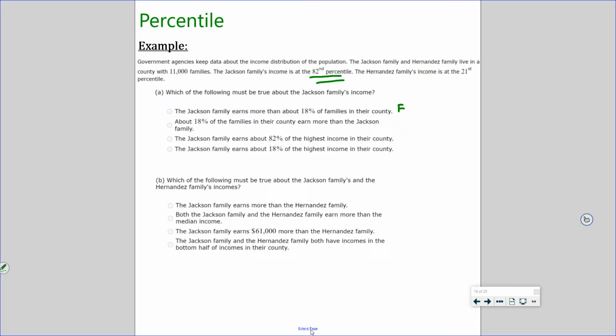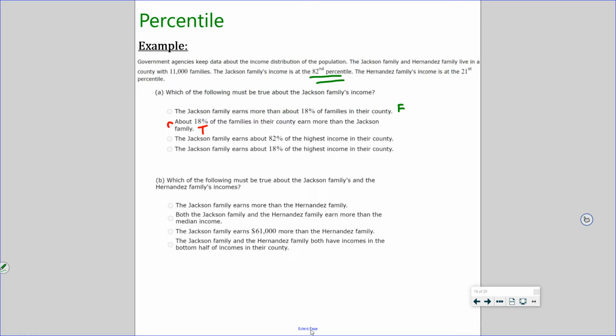About 18% of the families in the county earn more than the Jackson family. What do we think about that? That's true, yeah. So he's at the 82nd percentile. Think of it like splitting up into two groups. Their family earns at or below the 82nd percentile, meaning that other 18% in that second group earn more than him. That's true.